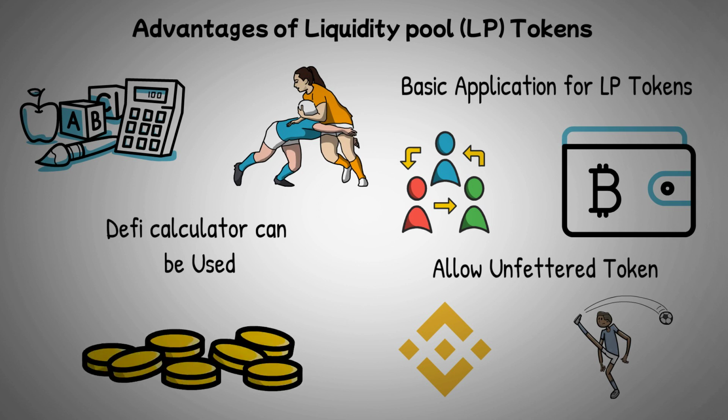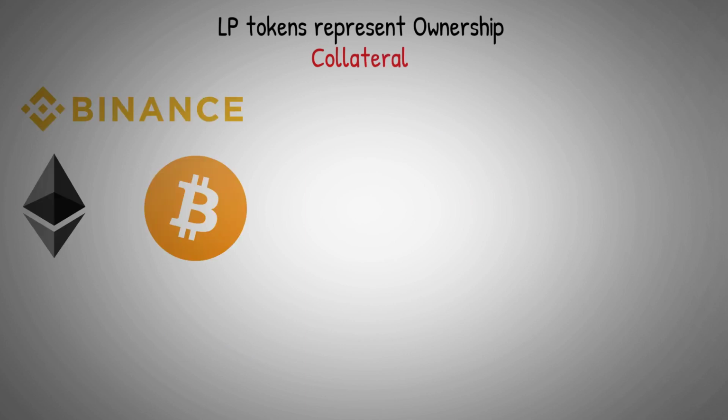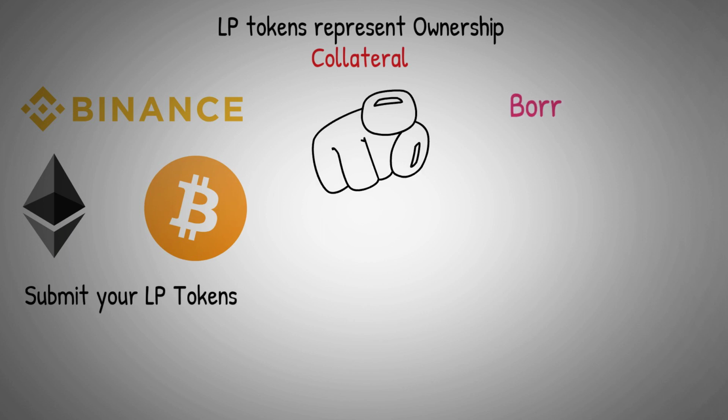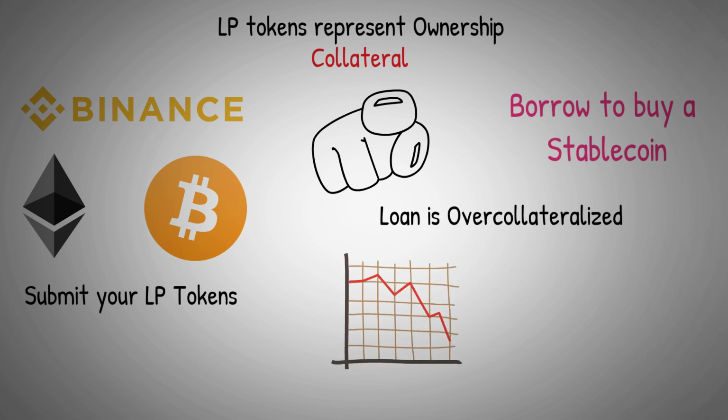Use them as loan collateral. Because your LP tokens represent ownership of an underlying asset, they can be used as collateral. Some platforms like Binance, Ethereum, or Bitcoin allow you to submit your LP tokens as collateral for a crypto loan. Typically, this will enable you to borrow or buy a stablecoin or another asset with a high market cap. The loan is over-collateralized in certain circumstances. If you fail to maintain a specific collateral ratio, the lender will use your LP tokens to claim and liquidate the underlying assets.